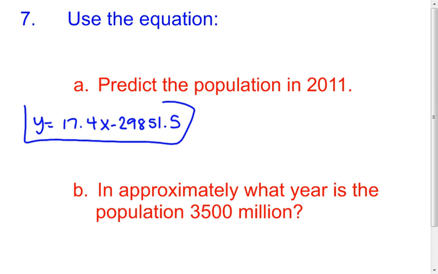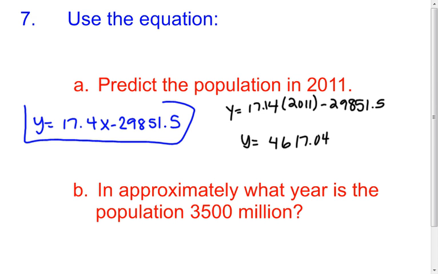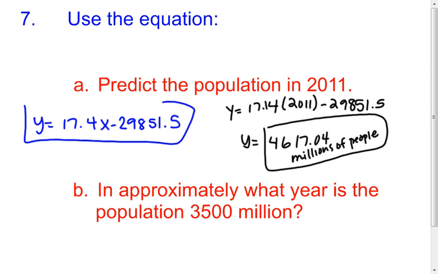I will go y equals 17.14 times 2011 minus 29,851.5 about. And when I simplify all that, I should get 4,617.04. And really, this is millions of people. Again, this is not a super accurate prediction because I have used the year 2011 and my data only goes up to the year 1998. So this is not a great prediction.